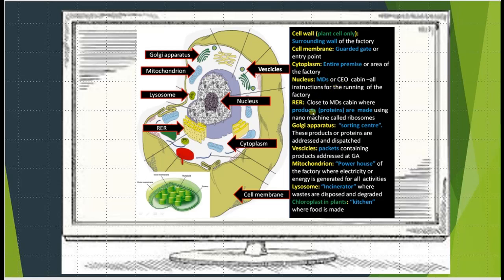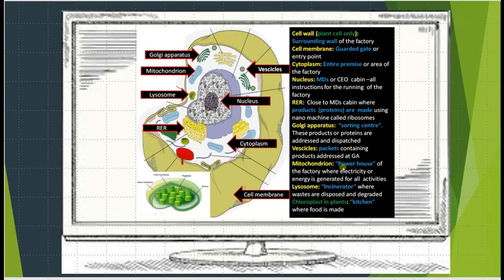RER is the site where products or proteins are made and further modified, whereas the Golgi apparatus is the site where all these proteins are properly addressed, sorted and dispatched. And the dispatching method is by using vesicles or small packets that are properly addressed at the Golgi apparatus.